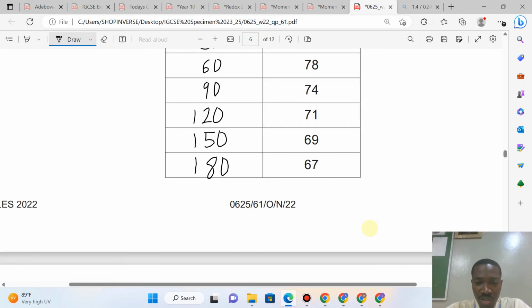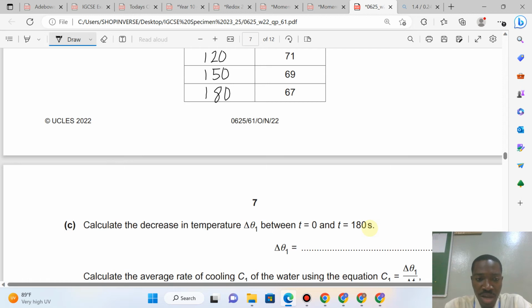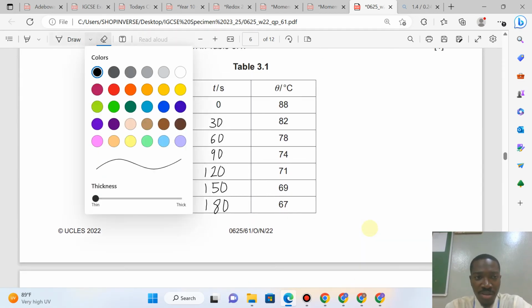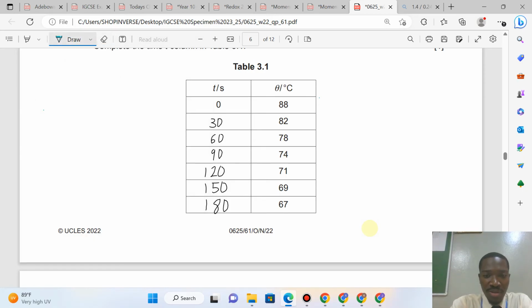The next part of the question is on the next page, and it says, calculate the decrease in temperature, delta theta 1, between t equals 0 and t equals 180 seconds. So let us see our change in temperature between 0 and 180 seconds. So what we have here, let us use this color to highlight. This is the value when, hold on please.